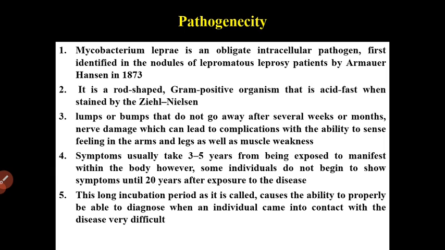Nerve damage can lead to complications with the ability to sense feeling in the arms and legs, as well as muscle weakness. Symptoms usually take 3 to 5 years from being exposed to manifest within the body. However, some individuals do not begin to show symptoms until many years after the exposure. Long incubation period. Why? Because it is very difficult to properly diagnose when an individual came into contact with the disease. Understood?